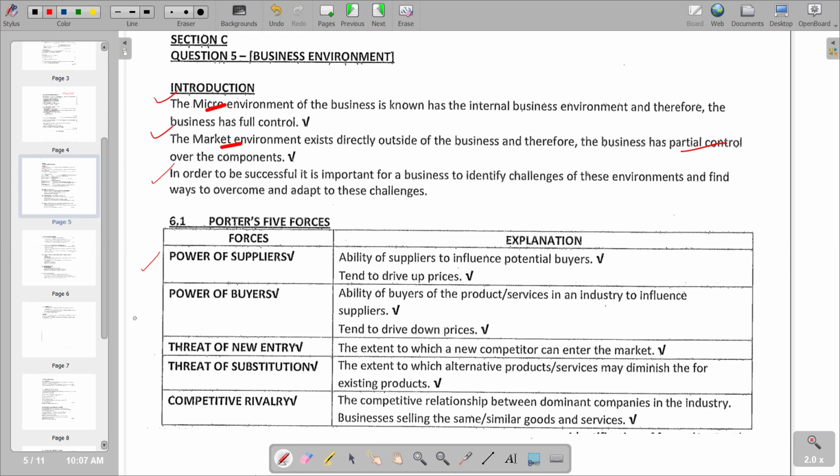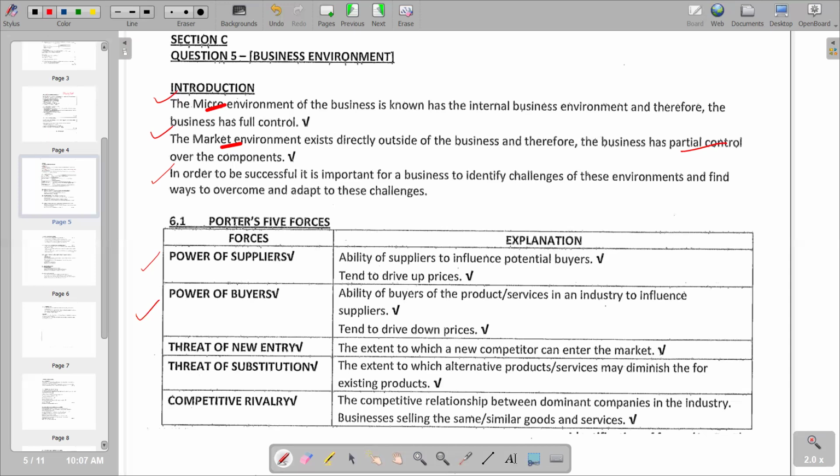And secondly, we've got the power of buyers. That is the ability of buyers of the product or service in the industry to influence our suppliers, and they tend to drive down prices. So obviously, the power of buyers can be explained from the point of view that if the buyers' potential to buy increases, it means the demand for that product will also increase. And if we have more demand for a product, obviously we are going to see an increase in prices.